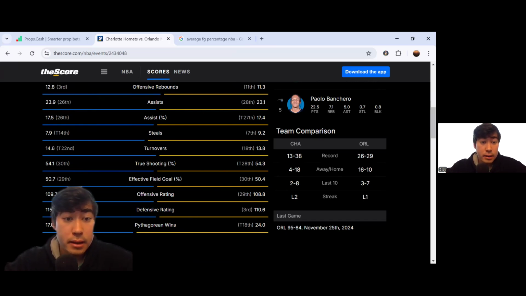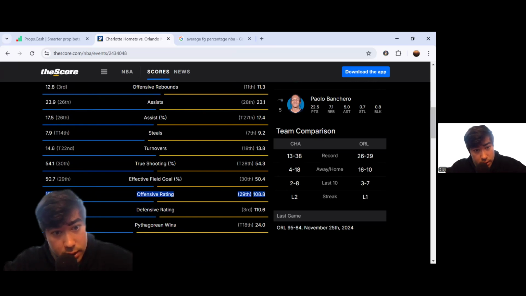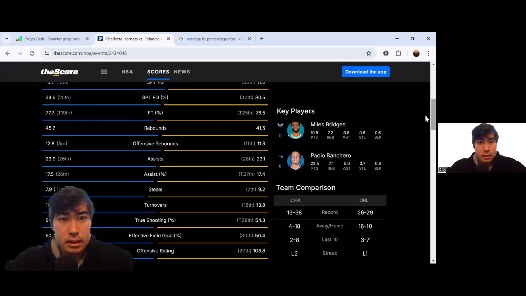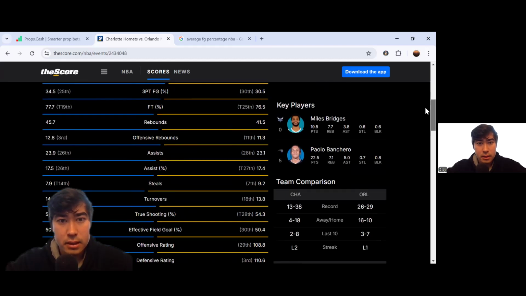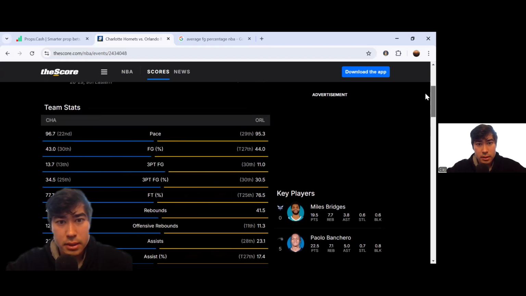But yeah, so we got our defensive rating and our offensive rating. So this is important. And we also want to look at the pace. So for pace, we just look at the rank, and then we look at their average points per game, and we see that they're not scoring that many points.